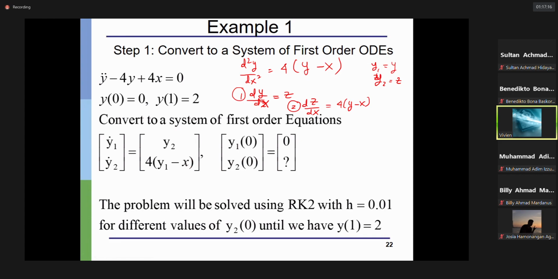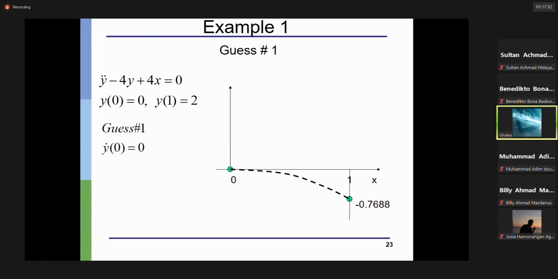Okay, so we have the first boundary condition, the initial condition for y1, which is the actual value of y, which is 0. Now we don't have the slope, the z value, we don't have it. So we make an initial guess. This is what we do: take any value for the guess. And here we choose the easiest, which is 0.